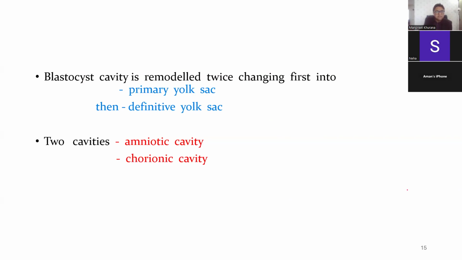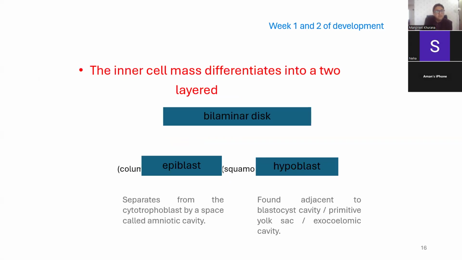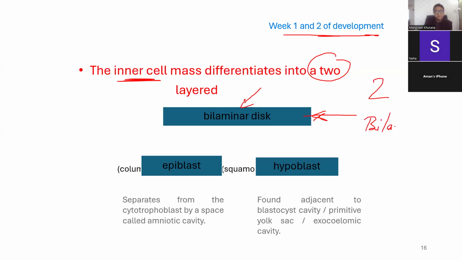Before that, let's see that the blastocyst cavity is remodeled twice. First, it will form the primary yolk sac, and then it will form the definitive yolk sac. Two cavities will be formed, amniotic and chorionic. Sometimes we call them amnion and chorion. We'll discuss how they are formed. Now, this is very, very important: the inner cell mass we have discussed is divided into two layers. At this stage, we call it the bilaminar disc. So these are week 1 and week 2 of development. So always remember week 2, bilaminar. Bilaminar means epiblast and hypoblast.